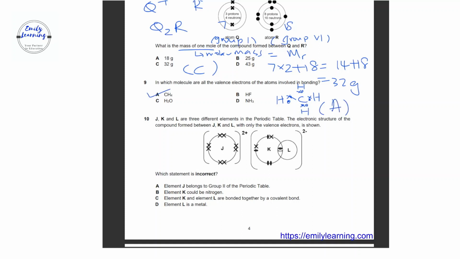Okay, but I'll go on to explain why B, C, and D are wrong. So if you're interested, let's go through them. So we have H and F. F is fluorine. Fluorine is in group 7. So I'll first draw out 7 electrons. 1, 2, 3, 4, 5, 6, 7. H is in group 1. So you notice that all of H's valence electrons are used for bonding, but for fluorine, it has 2, 4, 6 electrons that are not used for bonding. 6 of its valence electrons are not used for bonding. So therefore, B is not the answer.